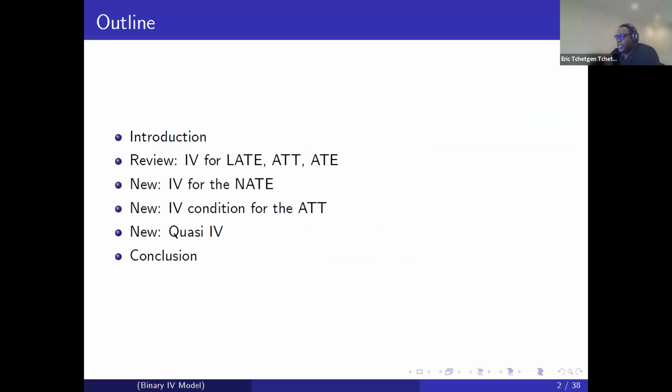Here's a quick outline of the talk. As I mentioned, I'll review the canonical model. This is meant to be basically a conceptual talk. There is very little statistics per se. It's about identification strategies and reasoning about identification conditions in the IV model. I'll review some existing literature on the local average treatment effect, the average treatment effect on the treated, and the average treatment effect in the entire population, and then some new results on what we call the nudge average treatment effect, some new conditions for identification of the average treatment effect on the treated, and then some new results for what we call quasi-instrumental variables. Those are instrumental variables that may not satisfy the exclusion restriction, but you can still get nonparametric identification of a causal effect. I'll close with some conclusions. Each time I complete one of these sections, I'll pause for questions.